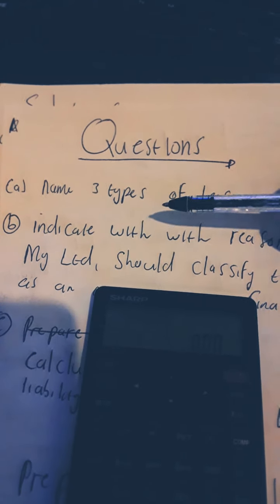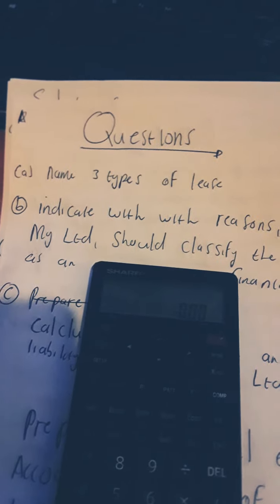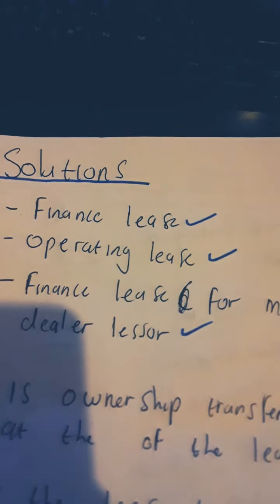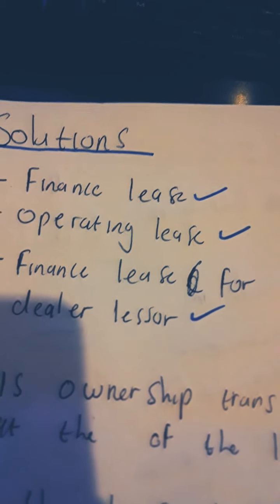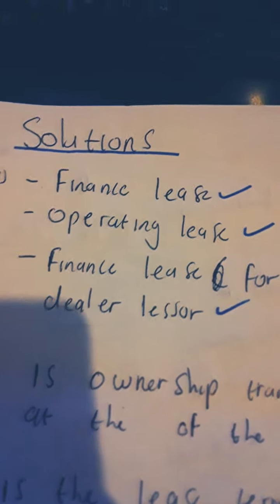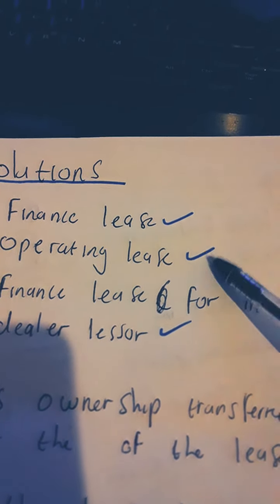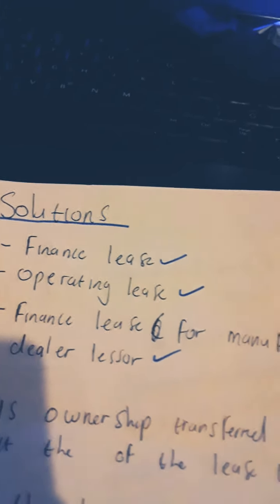Our first question is: name 3 types of leases. We've got your finance lease. This is the one that we have here, because ownership is transferring to the lessee at the end of the lease period. We have an operating lease, which is generally classified by the asset going back to the lessor at the end of the period.